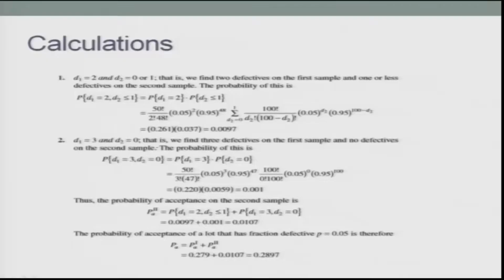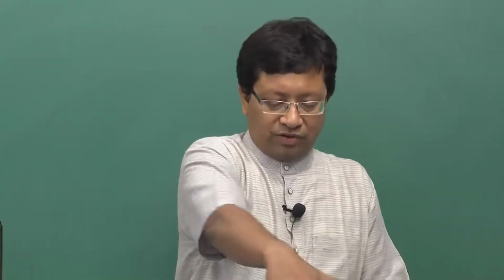So, D1 is 2 and D2 is 0 or 1, that is we find 2 defects in the first sample and 1 or fewer defects in the second sample, then the probability would be found accordingly. So, this would be a multiplication of probabilities, because they are independent of each other. What we find in the first lot would definitely have a consequence on the decision, but the calculations would be independent, because the probability of one lot does not affect the probability of the second lot and vice versa. So, you find out the probabilities.